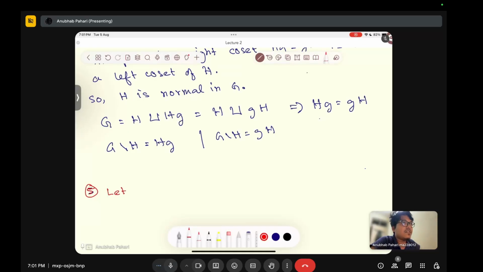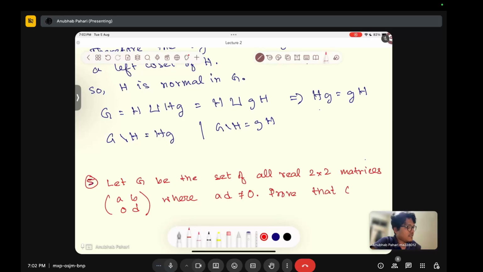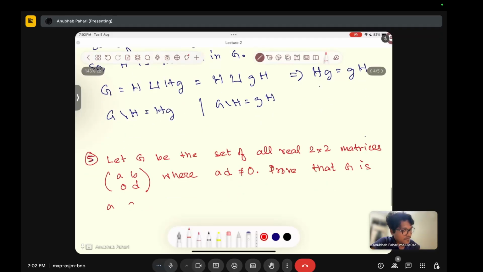Let G be the set of all real 2 cross 2 matrices (a, b; 0, d), where ad is not equal to 0. Prove that G is a group under matrix multiplication.